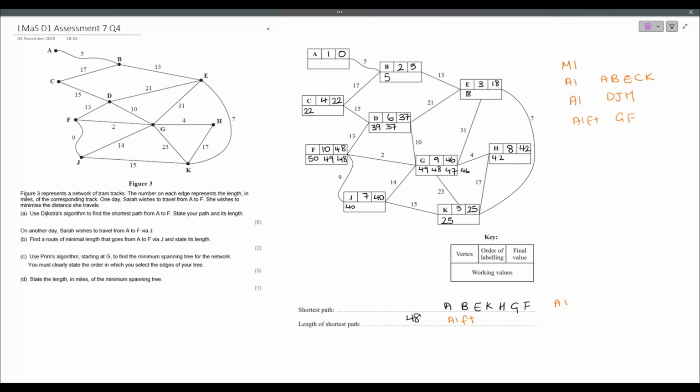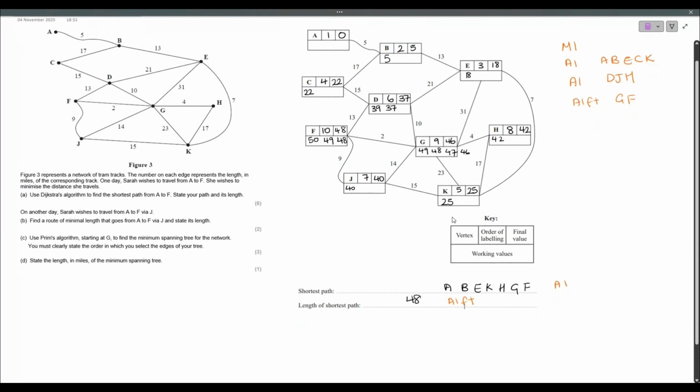Okay, moving on to part B, and we're told that Sarah wishes to travel from A to F via J. We're asked to find a route of minimal length that goes from A to F via J and state its length. So, to do that, we first need to visit J. How are we going to visit J? Well, I'm going to go to J from K. So I must have come from K to go to J. To get to K, I must have come from E. To have gotten to E, I must have come from B. And to have gotten to B, I must have come from A.